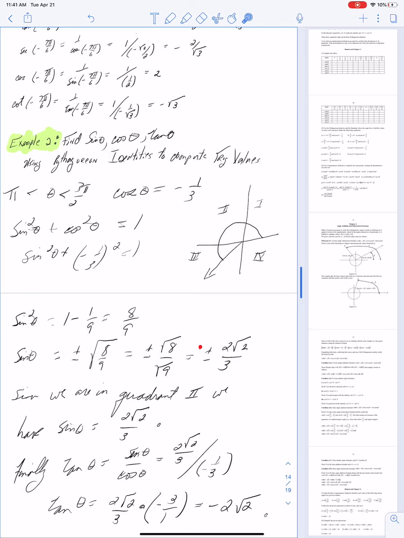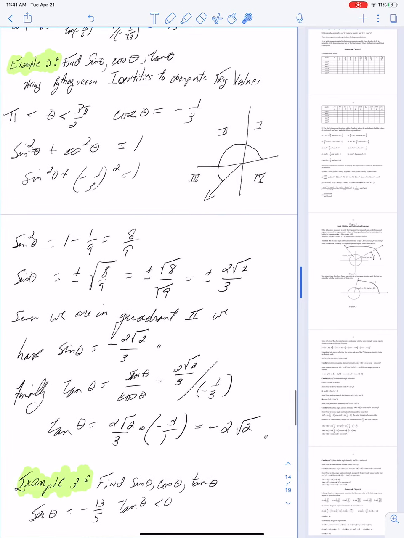Now, algebraically, sine is plus or minus, but I argued I was in quadrant 3, so in fact, the sine of theta is what? Minus 2 root 2 over 3. Made another correction. All right. So that's the sine. What's the tangent?